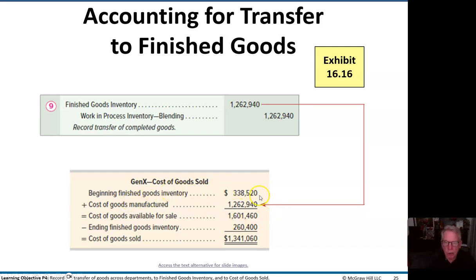So if we look at cost of goods sold, we had beginning finished goods inventory of $338,520. We added the cost of goods manufactured. That's this. And that gave us the cost of goods available for sale. Our ending finished goods inventory was $260,400, which means that we sold cost of goods sold $1,341,060.